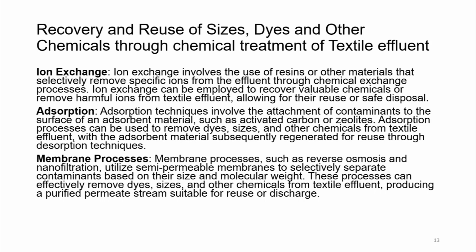Ion exchange. Ion exchange involves the use of resins or other materials that selectively remove specific ions from the effluent through chemical exchange processes. Ion exchange can be employed to recover valuable chemicals or remove harmful ions from the textile effluent, allowing for their reuse or safe disposal. So, ion exchange again can do two things: either it can isolate useful ions or remove harmful ions.